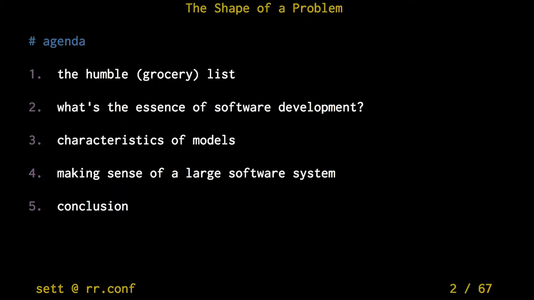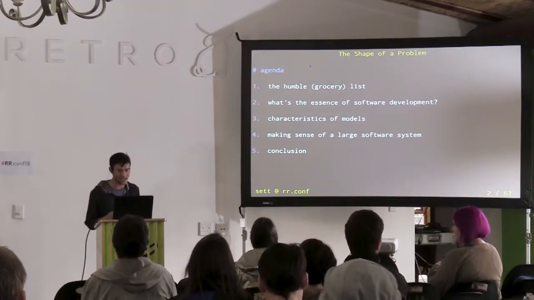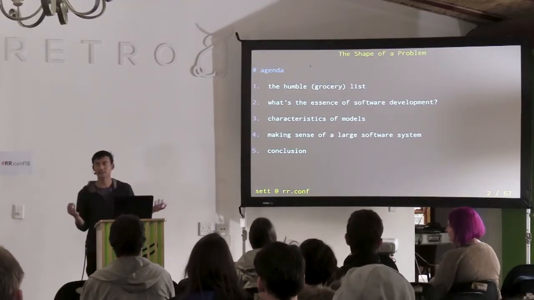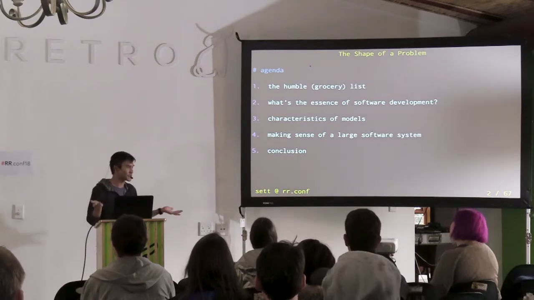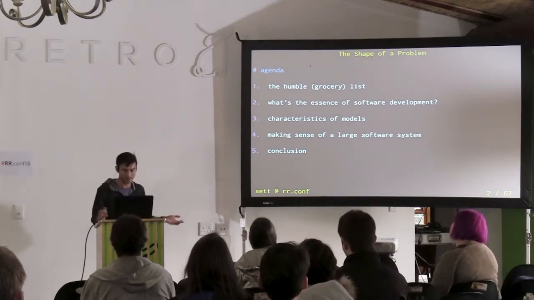We're going to try and do something ambitious, like trying to figure out what the essence of software development is, and going through some characteristics of models. So we're going to be very meta in that sense, and how some of this thinking has helped me to make sense of large software systems in the past.